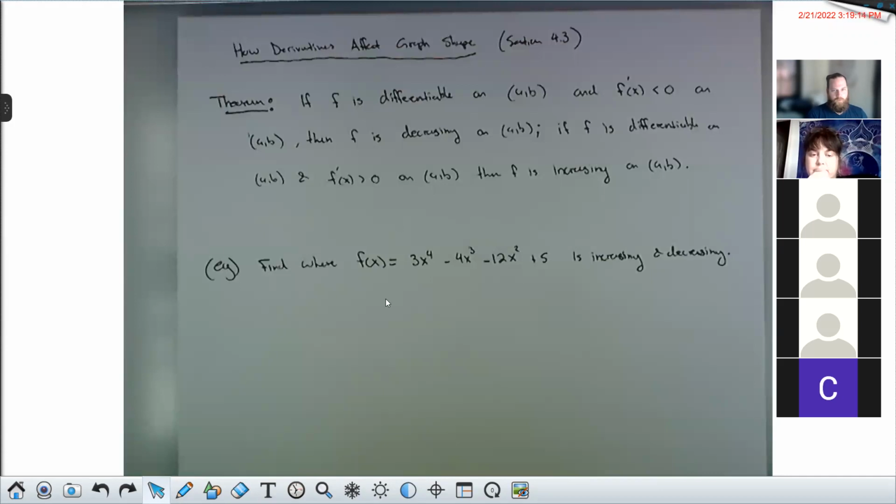First things first, we need to ask ourselves, does the theorem apply to this function? Well, the function is a polynomial. Polynomials are continuous everywhere, differentiable everywhere. So yes, f is definitely differentiable, not just on any specific (a, b), but on all intervals of the form (a, b). So it suffices to determine where f prime is positive and where f prime is negative.